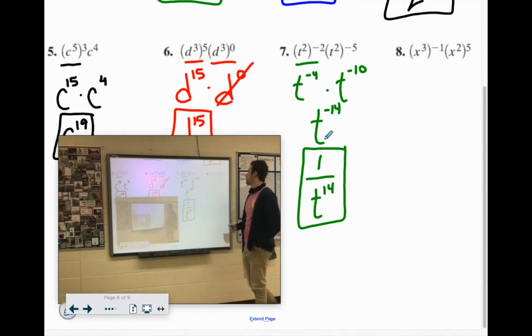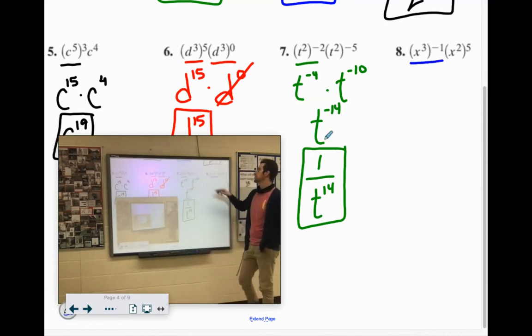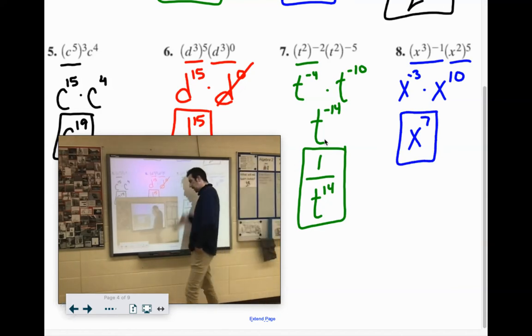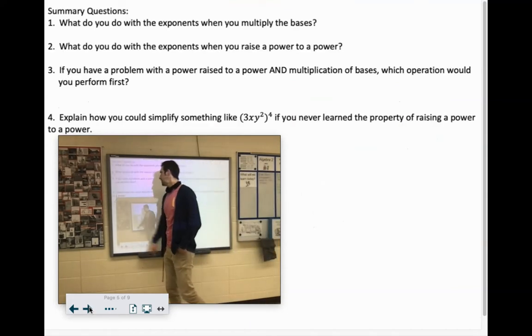Last one. 3 times negative 1 is negative 3. 2 times 5 is 10. Negative 3 plus 10 would give us x to the 7th. No adjustments needed. Let's wrap it up.